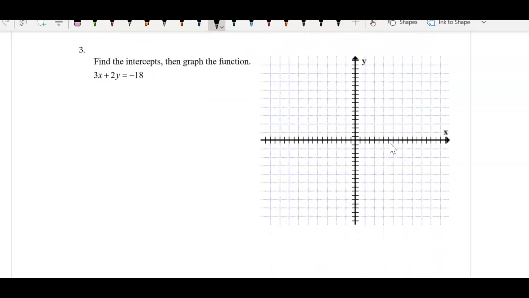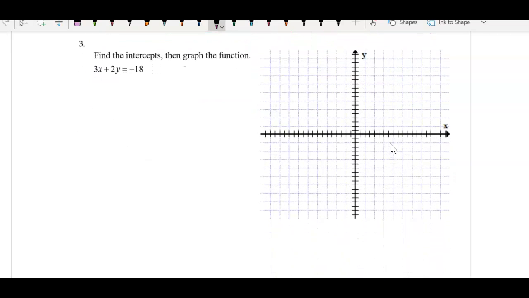Okay, so let's look at this next one. This is another graphing one, and this time it was those intercepts like I was talking about before that we could use.